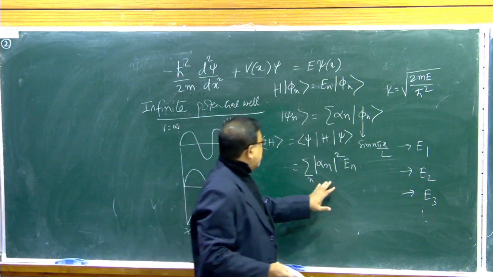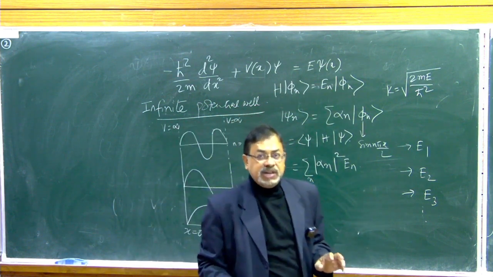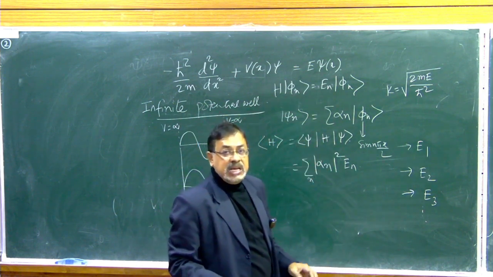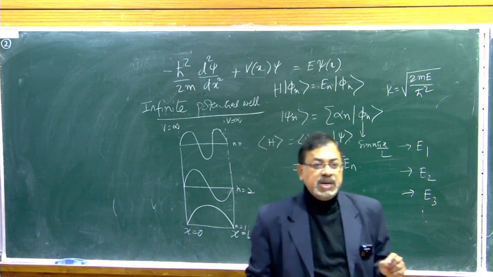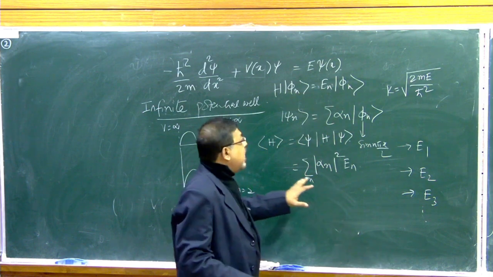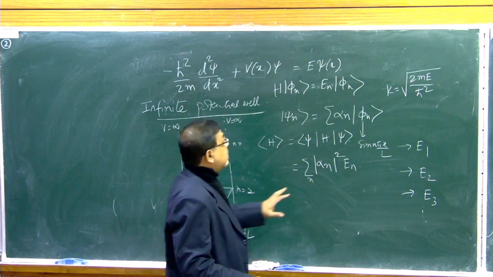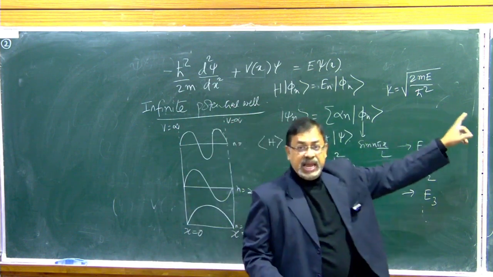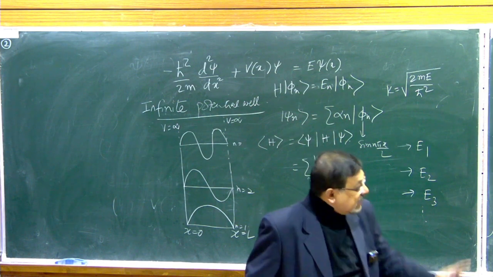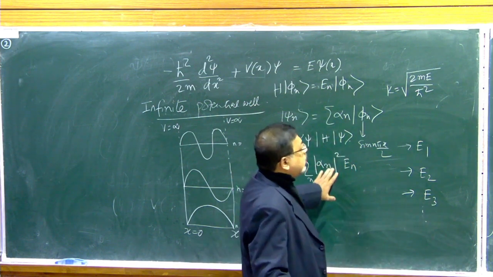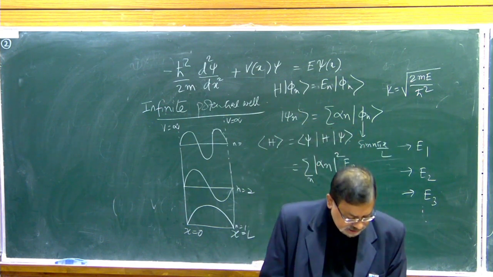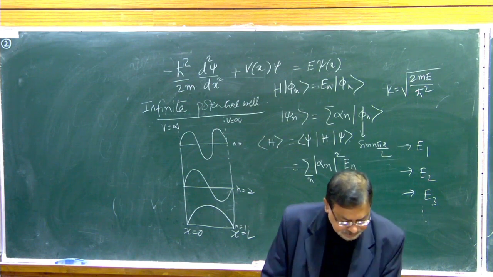So if you make the measurement of energy, or the expectation value of energy, it will give you all these energy eigenvalues E1, E2, E3, etc., with probabilities given by alpha 1 square, alpha 2 square, alpha 3 square. Incidentally, this alpha n mod square will be the probability, while A is the normalization of the wave function. Okay. All right.